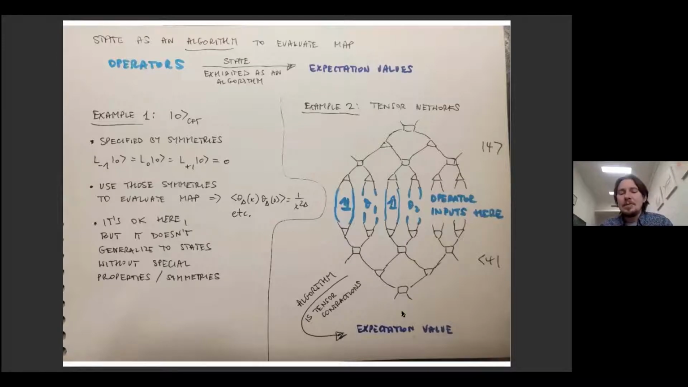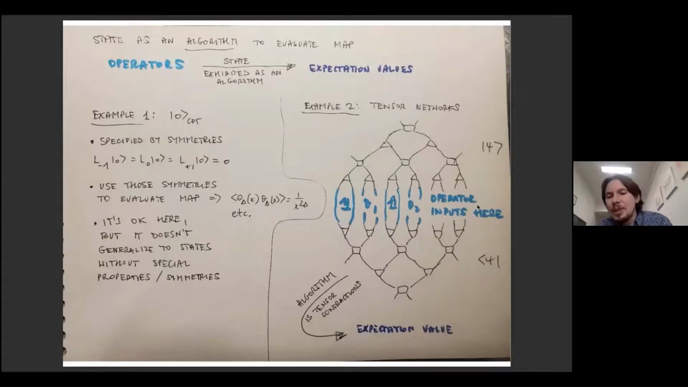And if you take this MERA network, and contract it with some particular operator, which is an input, I put some operators here, and contract all indices, this network will evaluate to a number, and that number will be the expectation value we're looking for. But notice that we are not computing these correlation functions in a haphazard way.